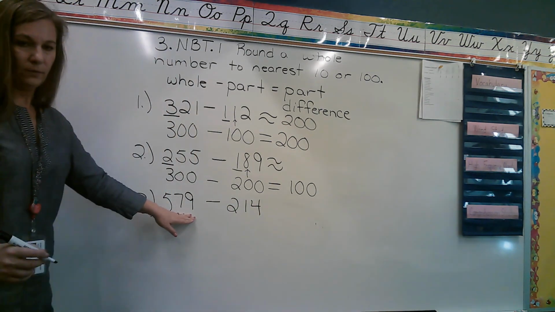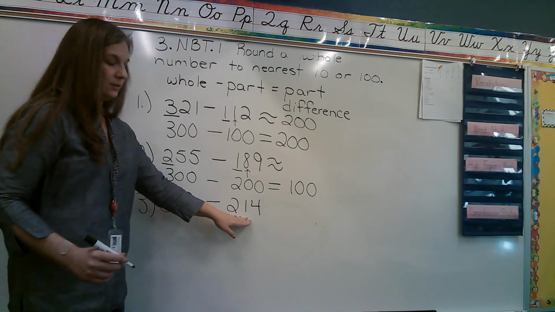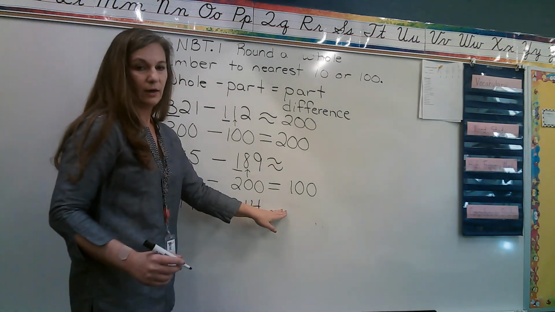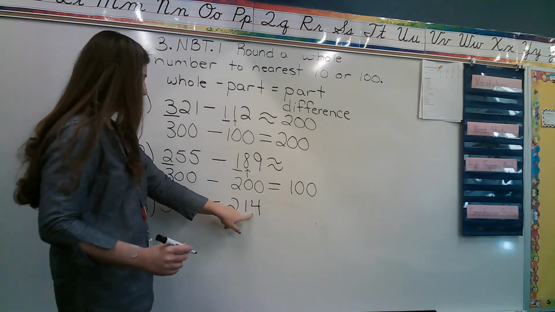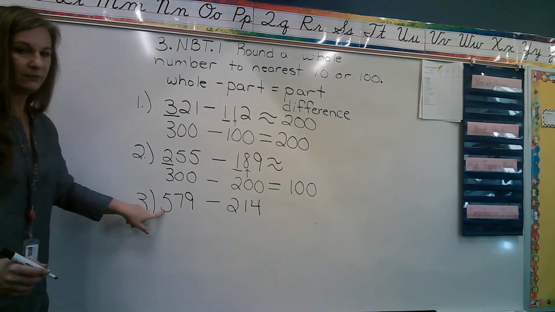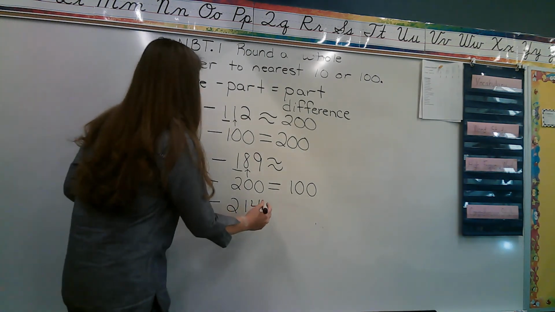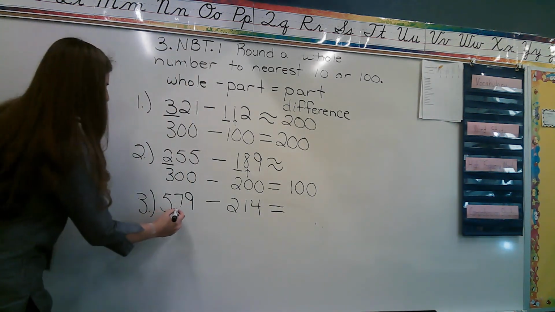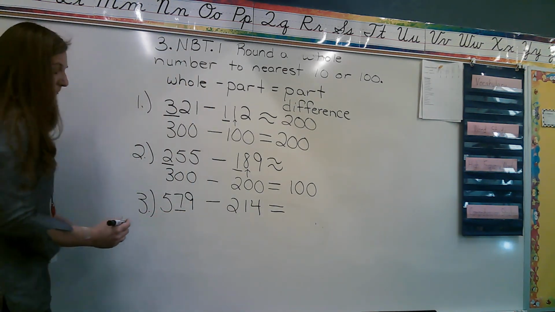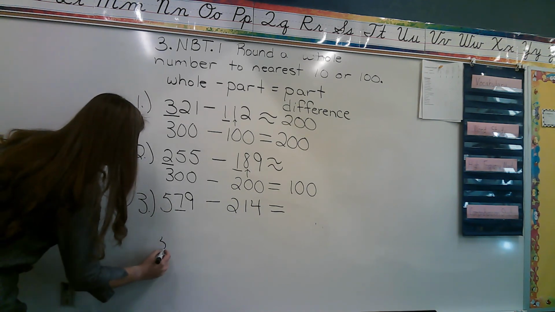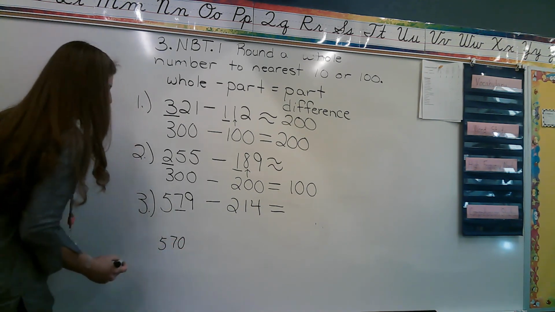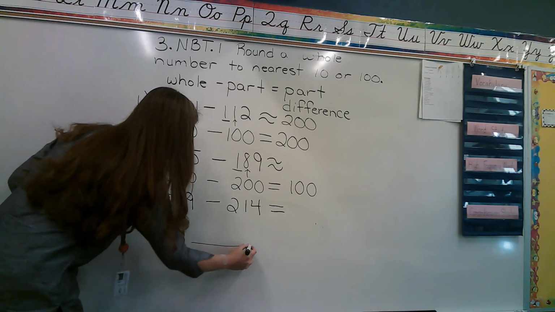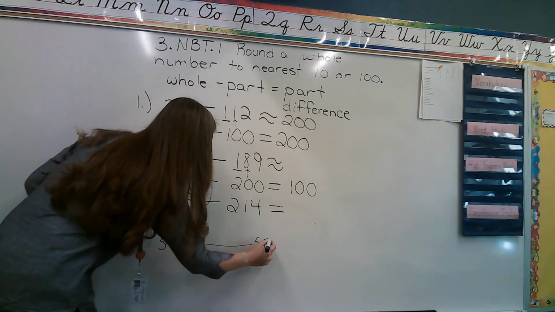This is our whole. This is the part. We are looking for our missing part, or the difference between 214 up to 579. How many would it take to get to that point? So, rounding to the closest 10, we have 570 or 580.